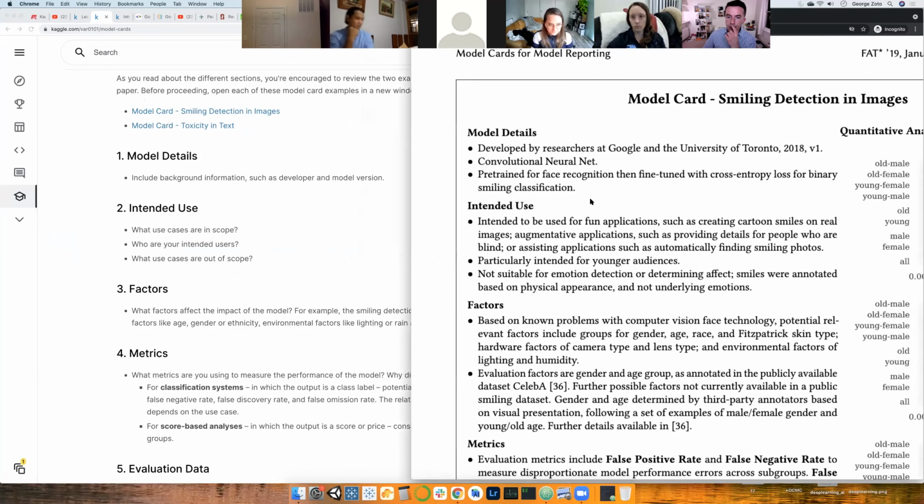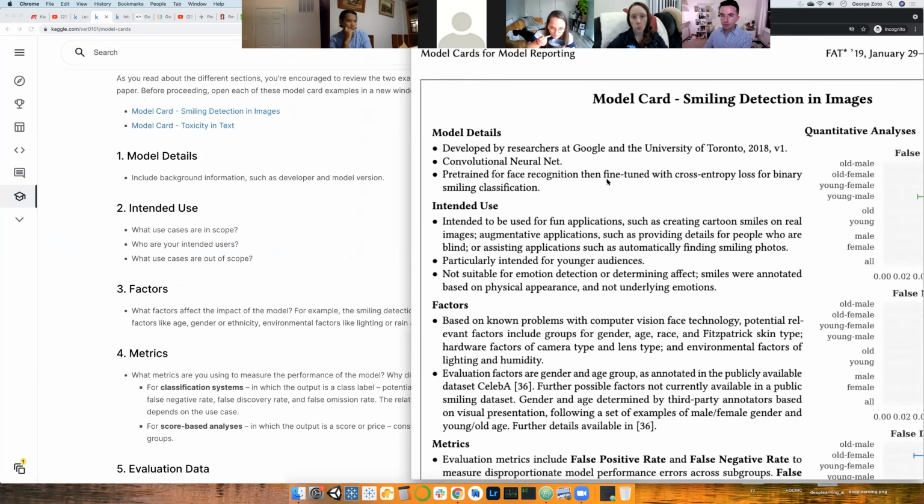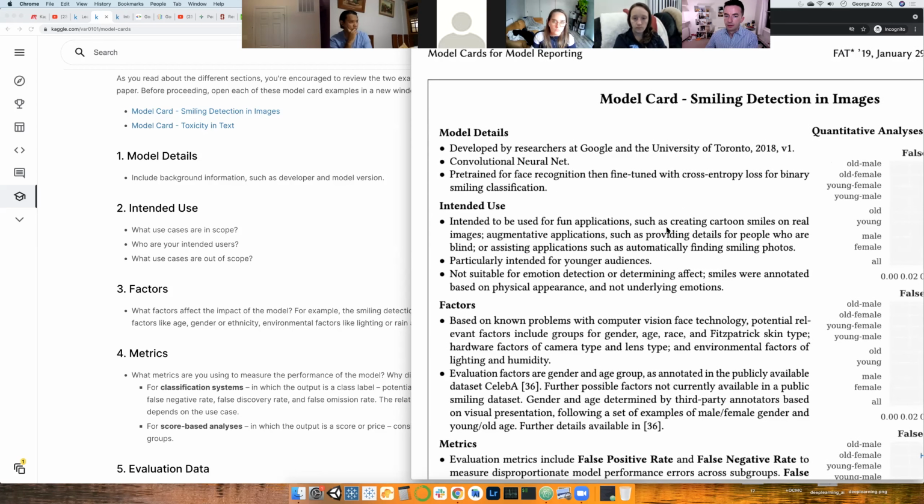In this case, we're looking at a model developed by researchers at Google and University of Toronto. It uses convolutional neural nets and is pre-trained for face recognition and fine-tuned with cross-entropy for binary classification to detect if somebody's smiling or not. So a binary classification problem, we're looking at pictures of faces. I want to make sure that we train it well enough that it can detect when somebody's smiling or not. So that's the model detail, very high level, not super technical, just the general architecture and some basic information about it.